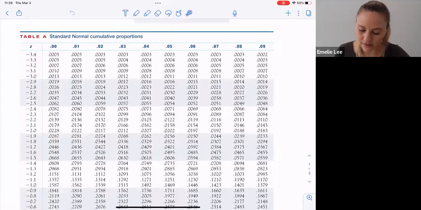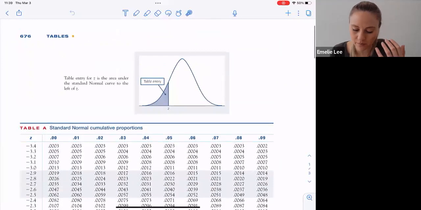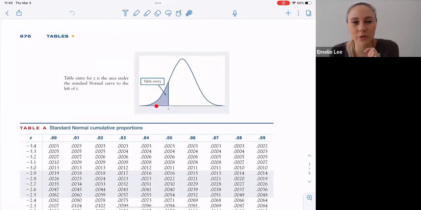I go here and I'm trying to find the closest area in the tail. Remember, it's been a while since we used our Z table, right? And we don't actually need it. I'm going to show you a shortcut, but I also want to show you where it came from so that you can feel confident developing any confidence level.